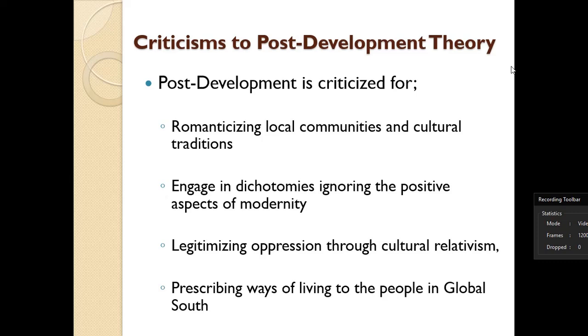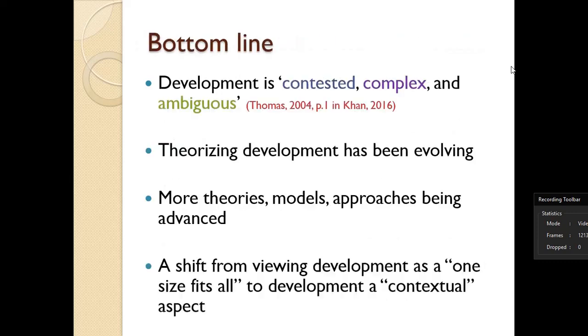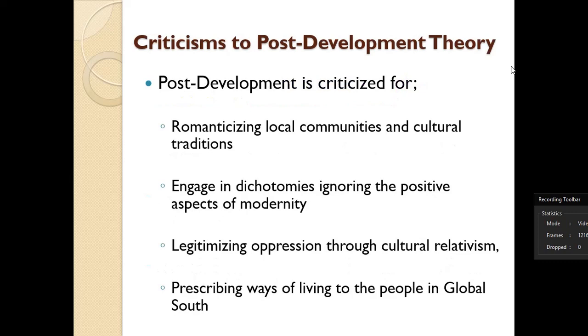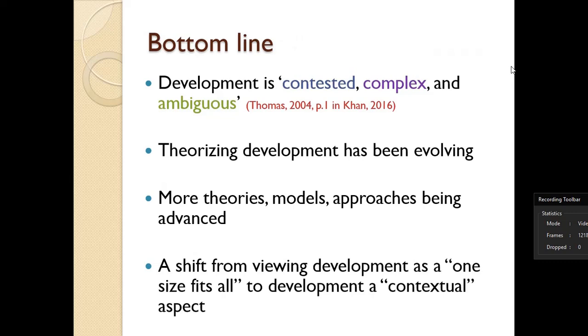So, of course, it's criticized for romanticizing local communities and cultural traditions, suggesting that they would work, therefore negating the idea that foreign aid or state laws and so on could help these communities, as if these communities cannot work without state influence. It's also criticized for engaging in dichotomies, ignoring positive aspects of modernity. In other words, it negates all aspects of modernity, and yet that is not true. It's criticized for legitimizing oppression through cultural relativism, and for prescribing ways of living to the people in the global south. So that marks the end of post-development theory.